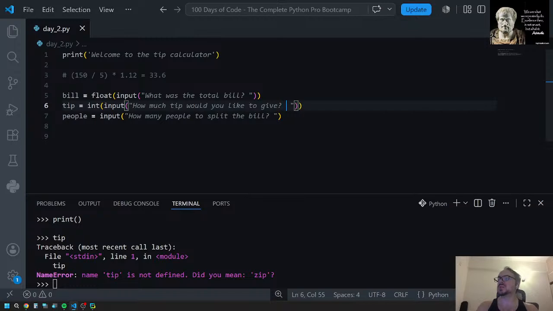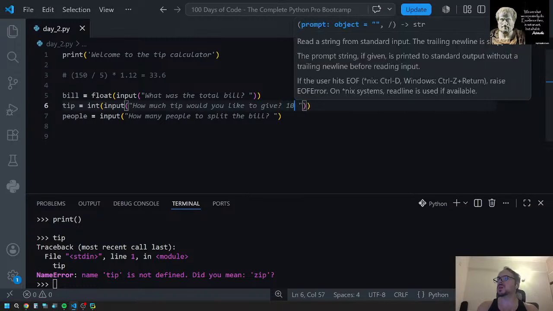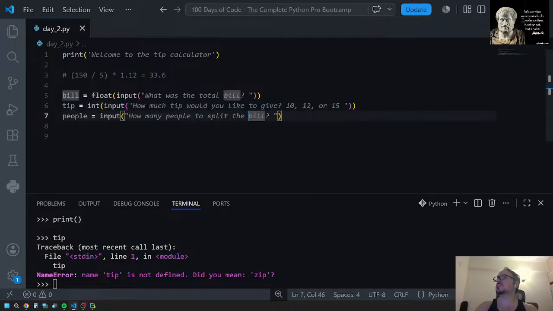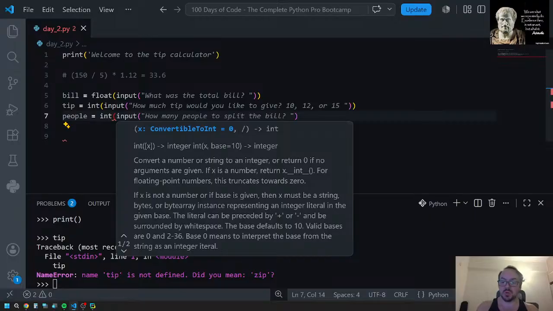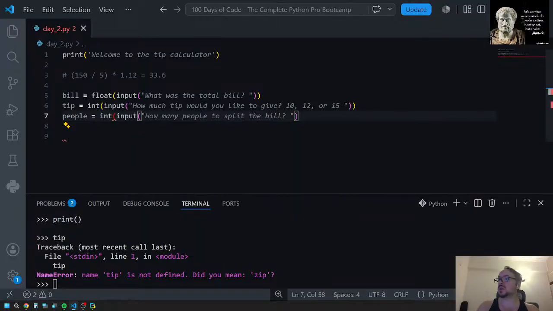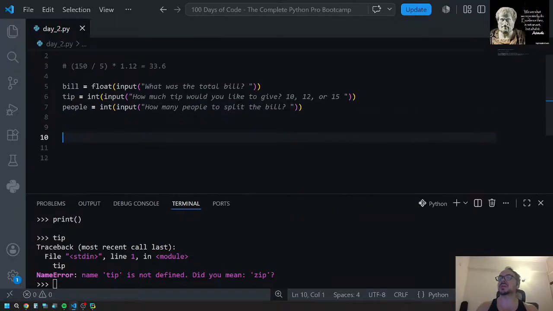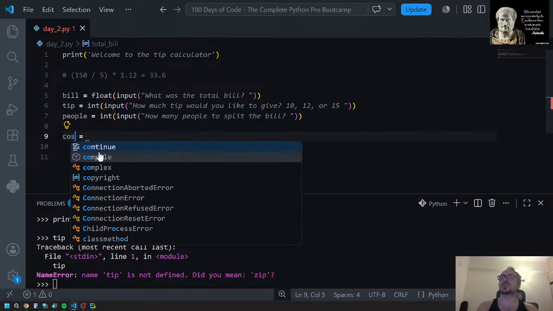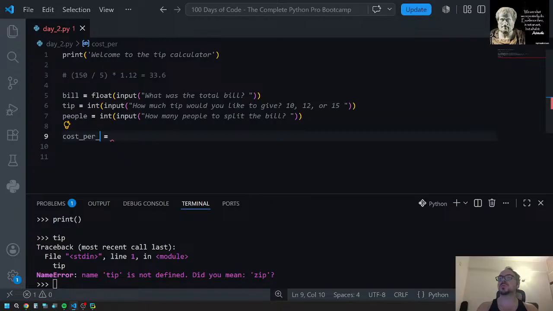How much tip would you like to give? And here we should put 10, 12, or 15. And the number of people also is just going to be an integer. We would hope you're not with like 3.5 people. And then we can calculate total bill here, or actually, let's say cost per person would make more sense.